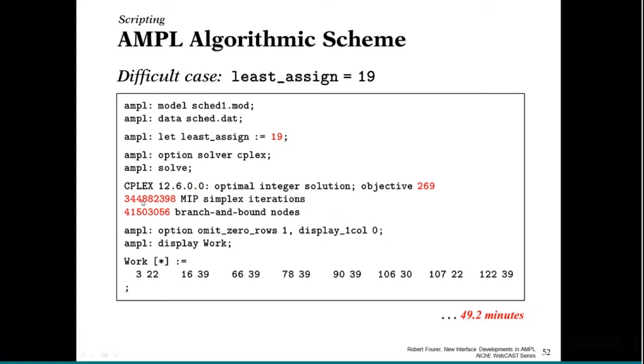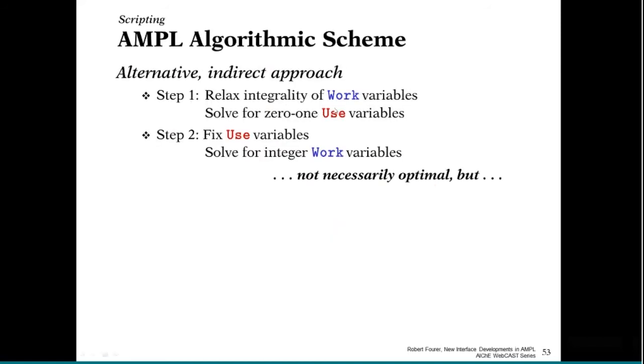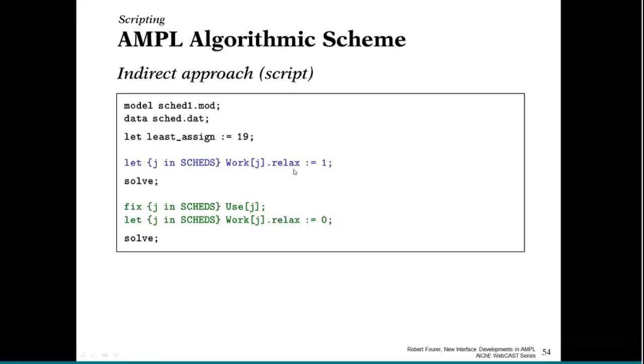And in cases like this, you may think, well, why is it that I'm trying to make all my variables integer at once? I should really concentrate on which schedules I'm going to use and not worry so much about whether the number of people working each schedule comes out fractional, because so many people work the schedules anyway. And then afterwards, I'll fix the use variables and solve an easy problem to optimally round these fractional variables that say how many people work each schedule. And this is not necessarily optimal, but it turns out to always give the best solution. And it takes just a simple script to implement this.